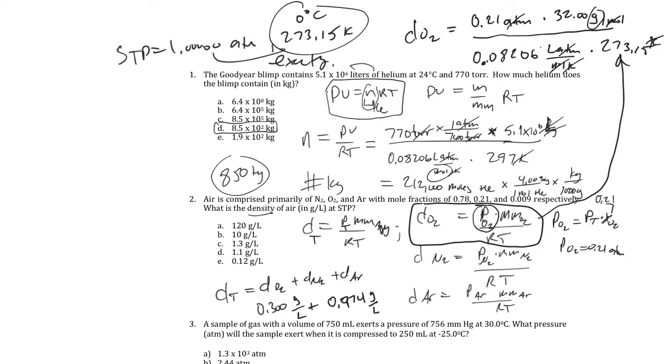grams per liter. And the density of argon is going to be pretty low because its partial pressure is really low, 0.009 atm. The molar mass of argon is about 40.05. Then divide by the gas constant, and then divide by 273.15. And so it's contributing just 0.016. So we just want to add these up: 0.016 plus 0.974 plus 0.300 is about 1.29, rounding to 2 sig figs, 1.3 grams per liter.